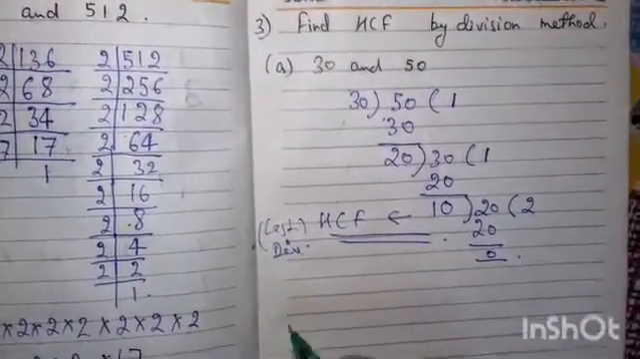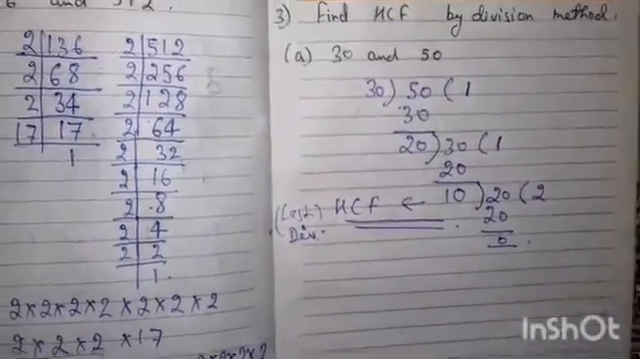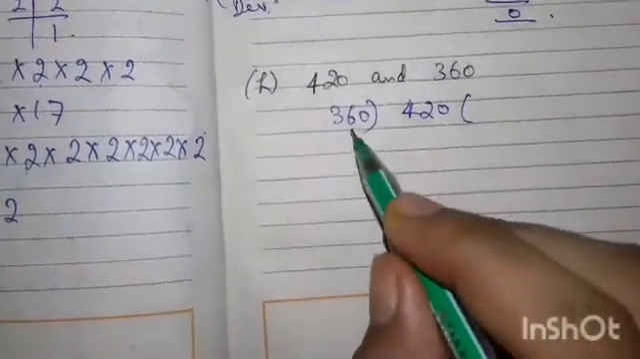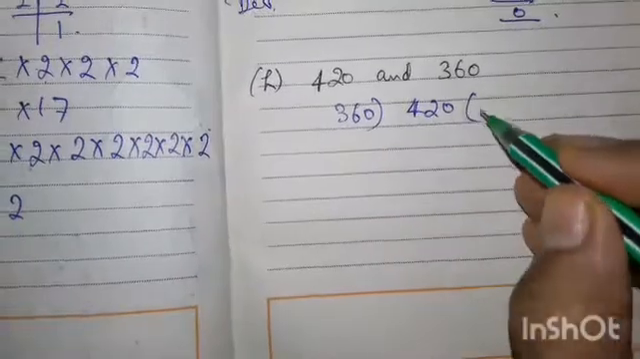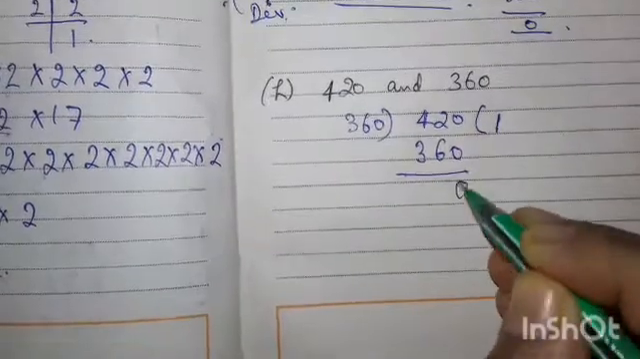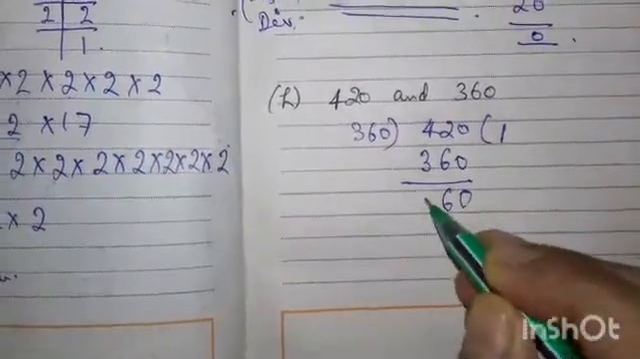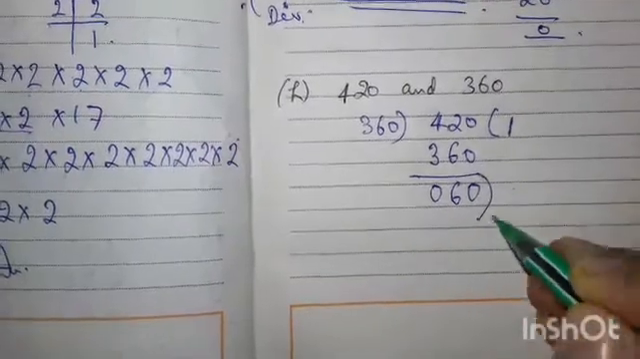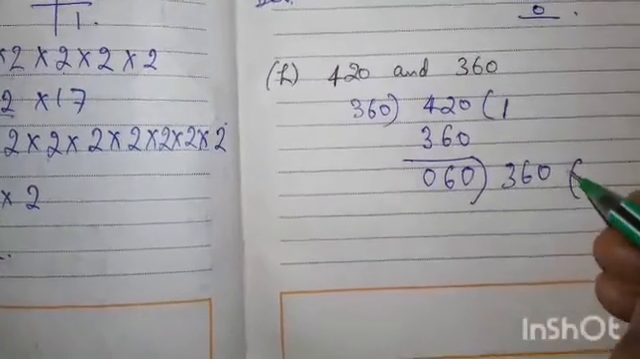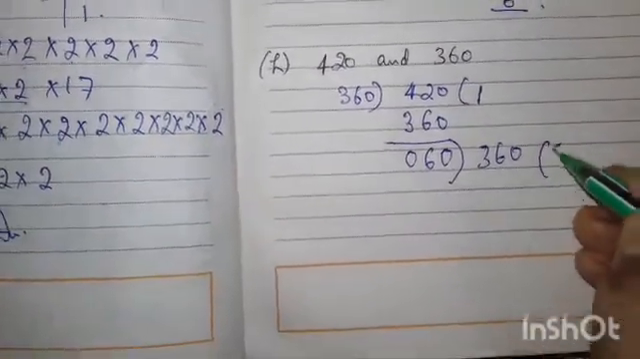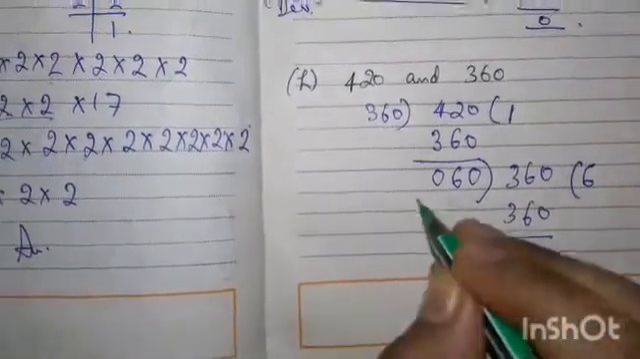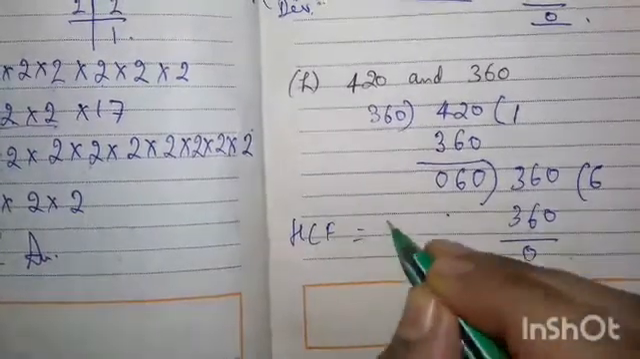Okay, now come to the next, question number 3. Here 420 and 360, so 360 is the divisor, 420 the dividend, 360 divides it 1 time and makes 360 here. Now 12 minus 6, 6, 3 minus 3, 0. Now 60 as the divisor and 360 the dividend, so here 6 6 ja 36, so 6 times it divides fully. Okay, and 60 is the HCF here.